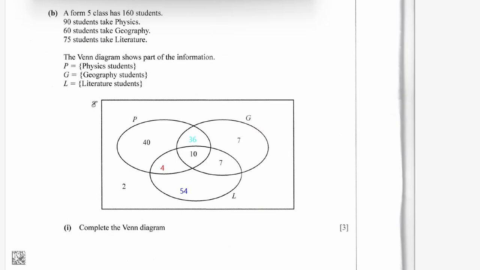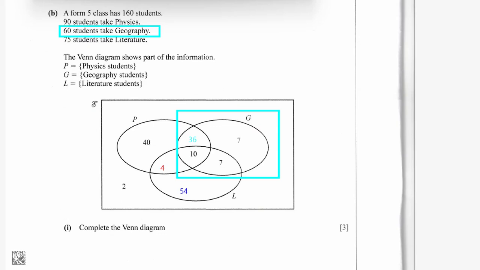Let's check if our solutions are correct. To check, we must see that here, on G, we are expecting a total of 60. So let's try to check that. 36 plus 10 plus 7 plus 7, that is giving us a total of 60.